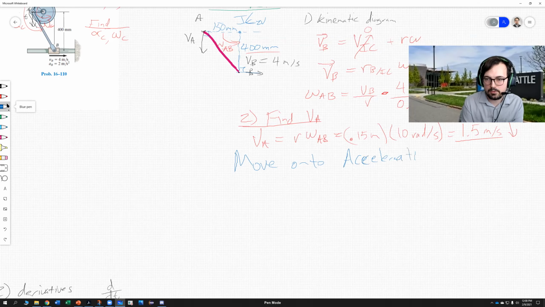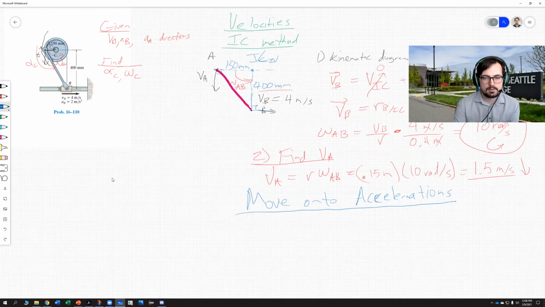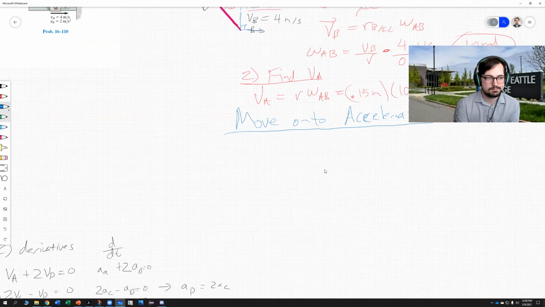And this is the fun part about these problems, is a lot of these acceleration problems are actually acceleration and velocity. So let's jump into the accelerations here. Let's get those on the page, building that same kinetic diagram, but with accelerations. You know, acceleration AB is this way.